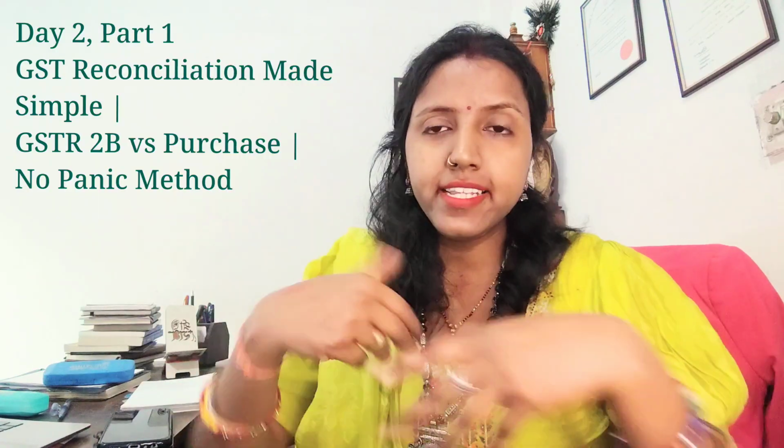Let's take the first situation. You have received an invoice. You have recorded it in your purchase register in your books, and you are confident that ITC is available. But when you check your GSTR 2B, that entry is not there. Now, what do most businesses do in this case? They still take the ITC. Their mindset is, the invoice is there, the purchase is genuine, so why should I not take the credit, right?